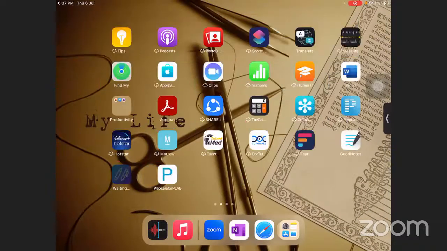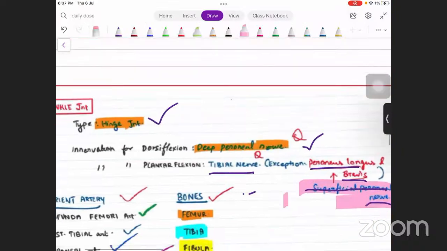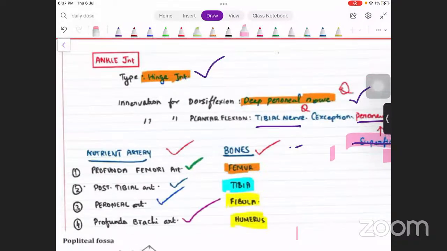I heard we had a technical glitch. How about now? Can you see the screen properly, people? We had a small technical glitch. Can you see the things properly?